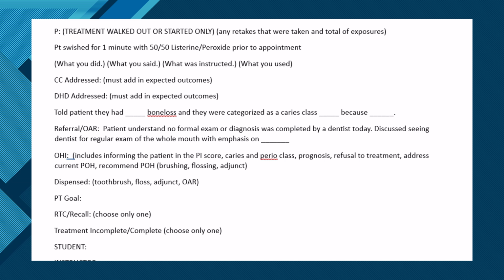Since I completed my patient in one appointment, I'm going to go ahead and just put in here what I did. I completed my assessment, I completed my OHI, I completed my adult prophy, and I completed my fluoride. And then underneath here we have patient swished with that mouthwash, and then it says here, what did you do, what did you say, or what was said, what was instructed, and what did you use?